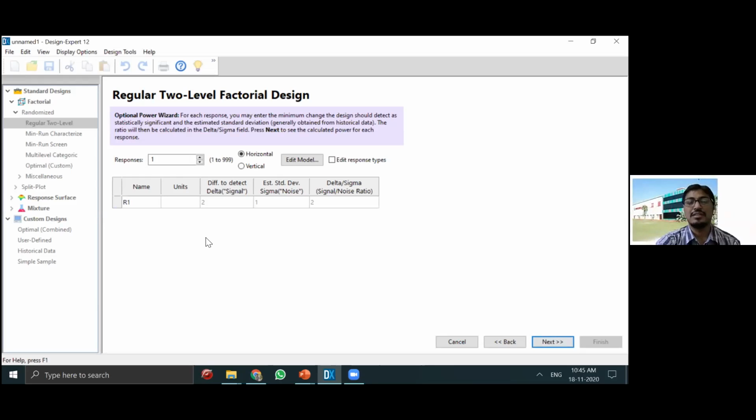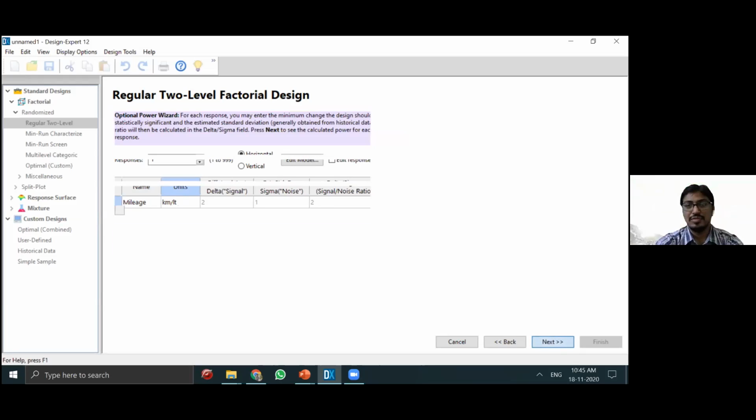So here they are asking for the response. What are you looking for? So I need to give the response. Yes, you can give it. These are actually coded factors. R1 and A, B, C are all coded factors. Instead of coded, you are giving actual factors. For us, it was mileage. What are the units here? Kilometers per liter. How many kilometers per liter I am getting, that should be my mileage. Okay, fine. Once you give this, again you can go for next.